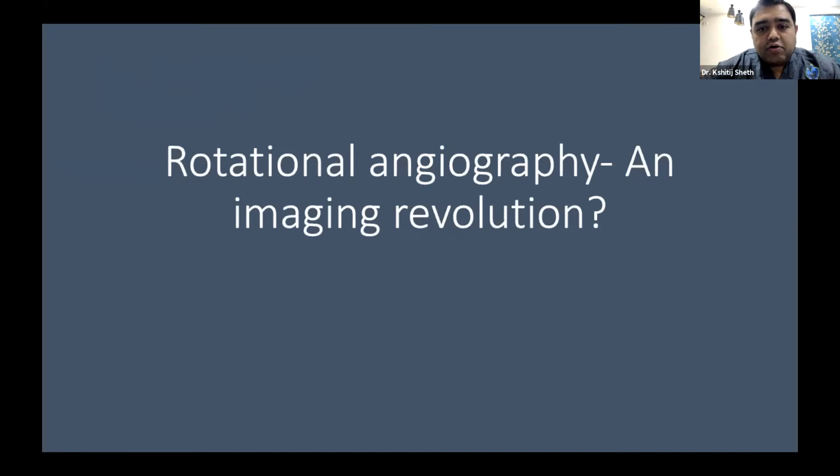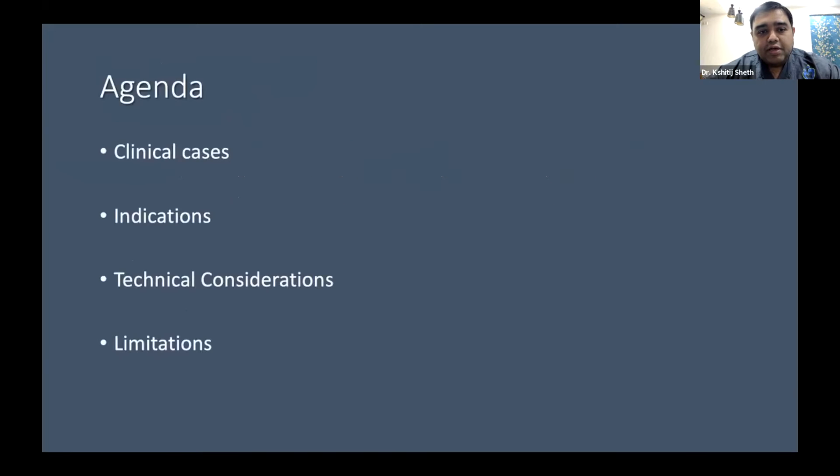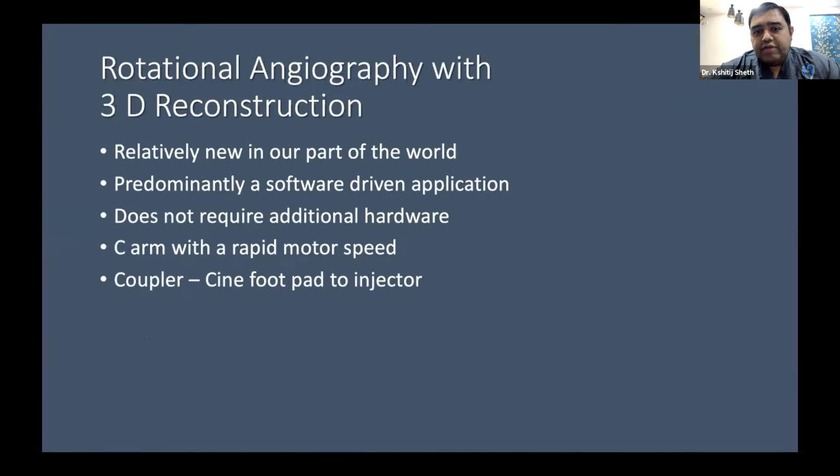So today's talk, rotational angiography, is it an imaging revolution? I'm not sure whether it's an imaging revolution, but definitely we'll go through a few images and come to a conclusion at the end of the presentation. The agenda would be looking at few clinical cases, the indications, the technical considerations for doing rotational angiography, and the limitations.